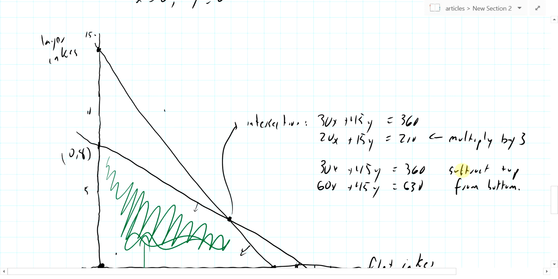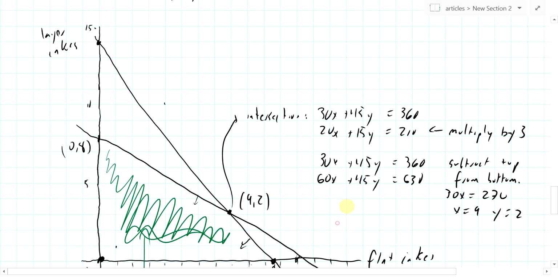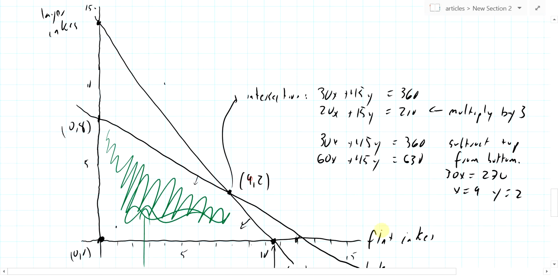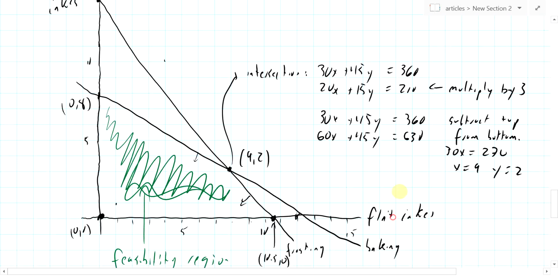And what do you get? You end up with 30x equals 270. So x equals 9. Plugging that back into one of these equations will get you y equals 2. So if I make 9 flat cakes and 2 layer cakes, that'll chew up all the time that I have available. Okay. So this is my feasibility region. These are the corners of my feasibility region.